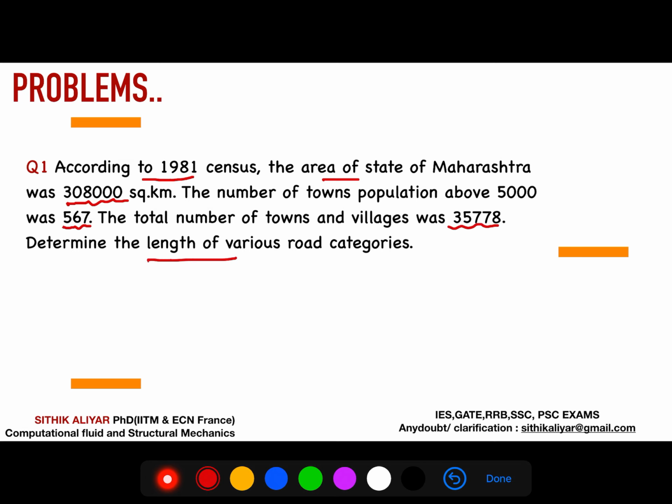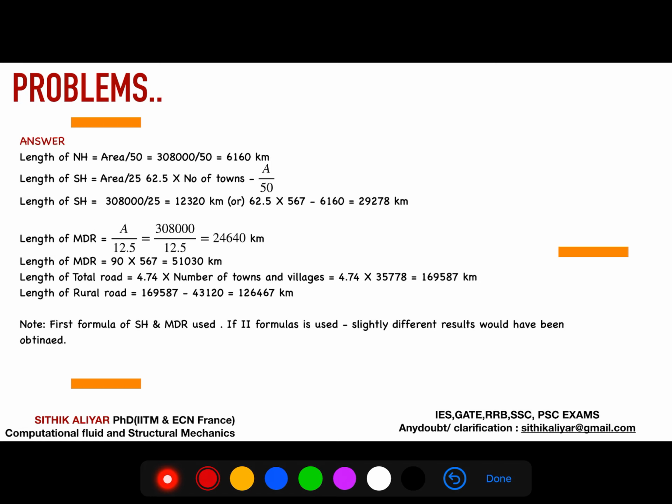Anyway, you see how practical it is. They have given the total area of the state, and the number of towns in that area, and they are asking you to determine the length. I hope you remember, step 1: since the area is already given in kilometer square, you can directly use it. Some problems will give you hectares. If they have given it in hectares, you have to convert into kilometer square before using it, because hectare itself is an area. Here the problem is given directly in kilometer square, so directly substitute.